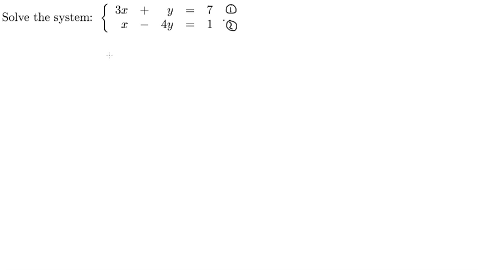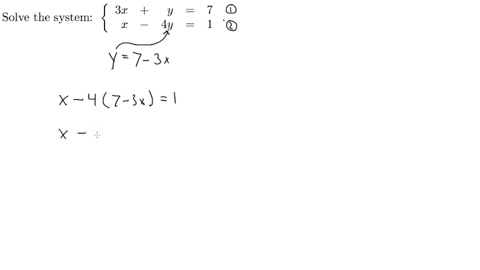Let's subtract 3x from both sides. So if I do that, from equation 1, I get that y equals 7 minus 3x. So I'm going to substitute this into equation 2 right here. So x minus 4y, but instead of y, I'm going to put what I just found, 7 minus 3x, equals 1. So once again, first equation I solve for y, then I substitute that into the second equation. I've got one variable now, so I solve.